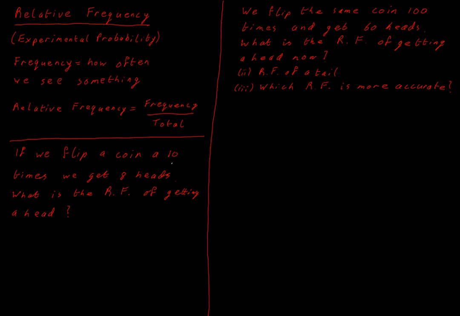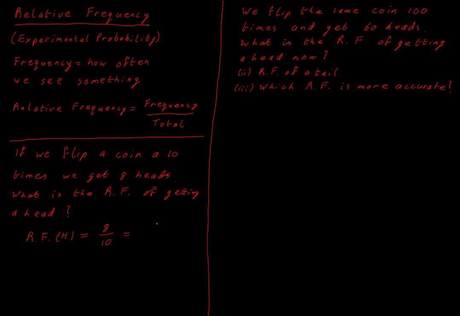If I flip a coin 10 times, we get 8 heads. What is the relative frequency of getting a head? Well, the relative frequency, which I'm going to abbreviate to RF, of getting a head, which I'm going to put in brackets H, would be equal to how many times I got a head divided by the total number of times I ran the experiment. So I got 8 heads out of 10 times I ran the experiment.